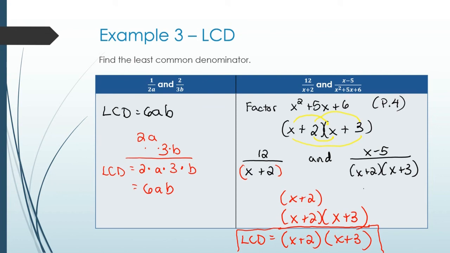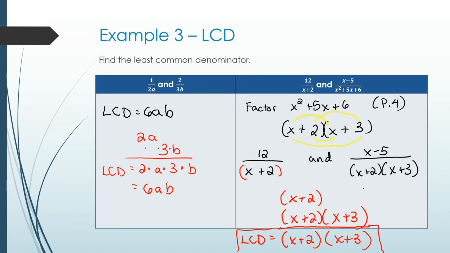Yeah. I guess I'm kind of lost on here. So you got the x squared plus 5x plus 6. You got x plus 2 times x plus 3 is x squared plus 6. And where does the 5 come from?